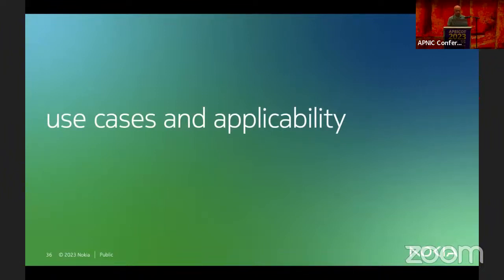Okay, so looking at use cases and applicability. What I've got here is a bunch of different use cases. These are just examples. Like I said, we may or may not have the chance to go through all of them, but I'll just go through them in sequence, and we'll stop whenever the session runs out. They're all different variants on a theme, on different things you can achieve with this. It'll give you some idea of the different ways you can use segment routing in your network.